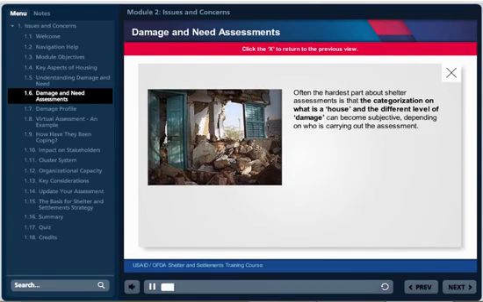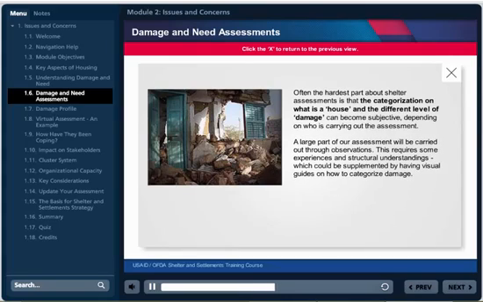Often the hardest part about shelter assessments is that the categorization on what is a house and the different level of damage can become subjective depending on who is carrying out the assessment. A large part of our assessment will be carried out through observations. This requires some experiences and structural understandings which could be supplemented by having visual guides on how to categorize damage.